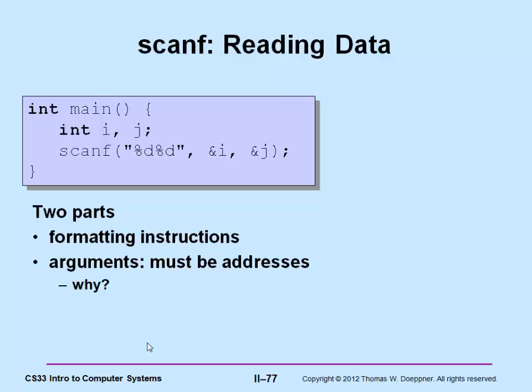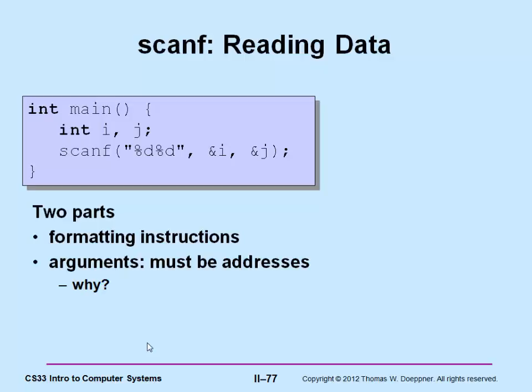Now, can anybody tell me why we've got to pass the addresses of i and j to scanf rather than just putting i and j there? If you don't give it the address, you will make a local copy within scanf of the value that's at i and j, and then you will no longer be able to change the original i and j back in the main function. That's right.